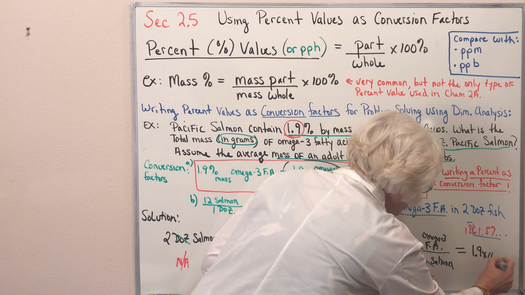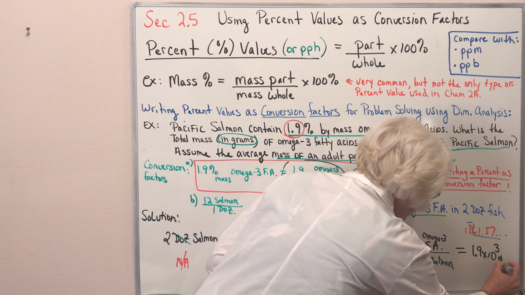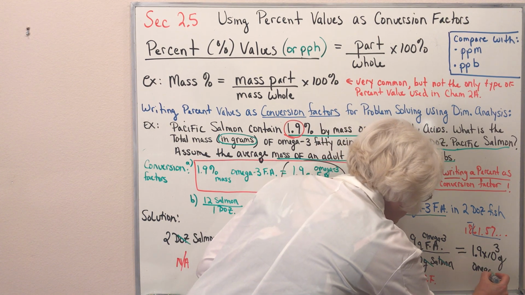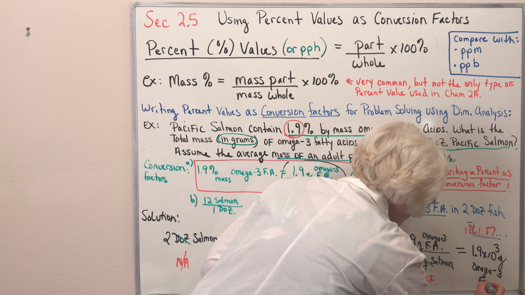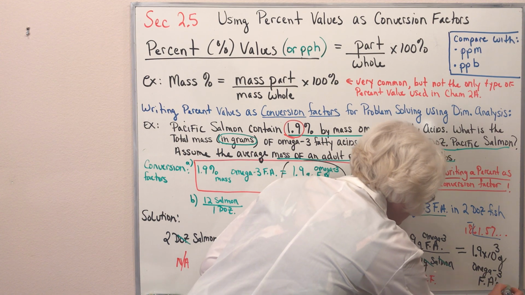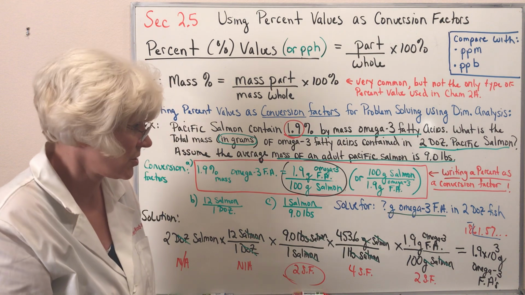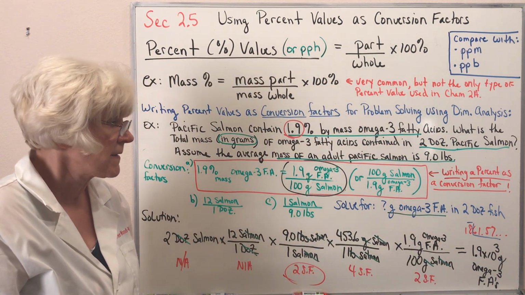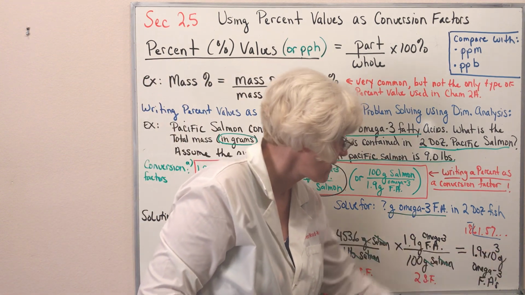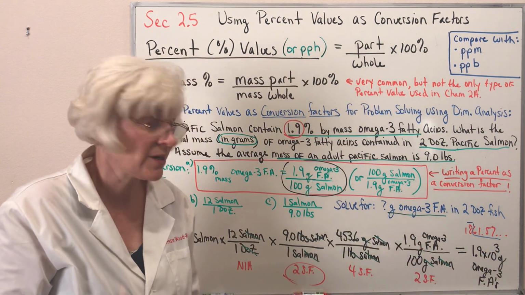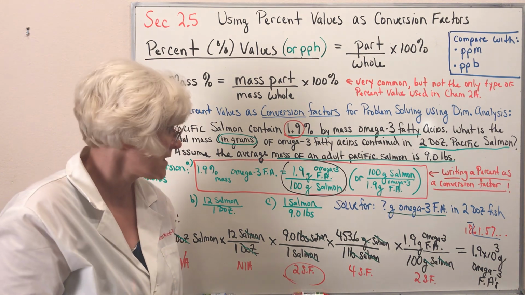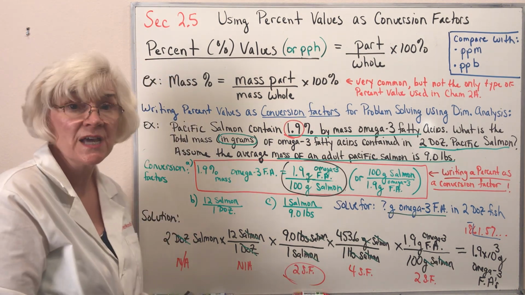1.9123 times 10 to the third grams of omega-3 fatty acids in 2 dozen fish. 1.9 with 2 sig figs times 10 to the third, so 1900 grams of omega-3 fatty acids present in 2 dozen salmon.